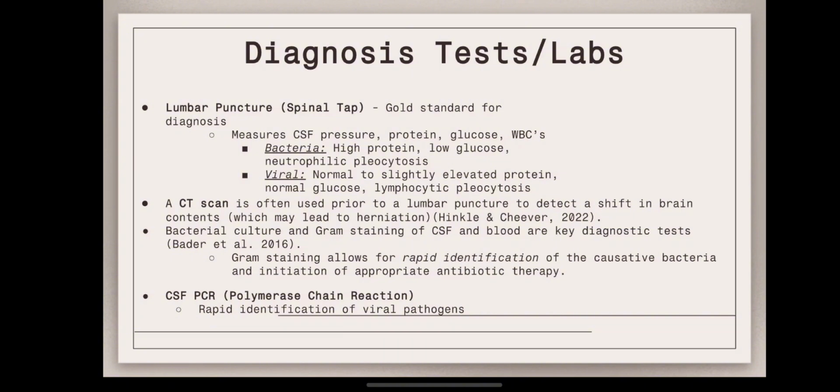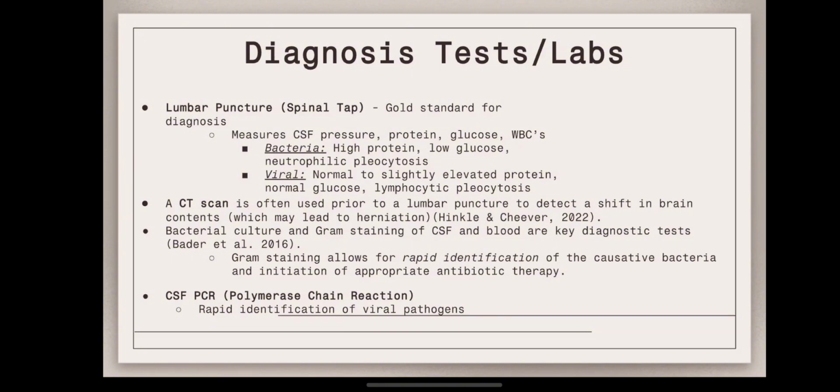And the defining factor for what type of meningitis is present is in bacteria. The cerebral spinal fluid will be high in protein, low in glucose, of course, because the bacteria is eating the glucose. It's feeding off of that. And there will be neutrophilic pleocytosis, so excess neutrophils. And in viral meningitis, the protein levels will be normal to slightly elevated, along with normal glucose levels and lymphocytic pleocytosis, which is excess lymphocytes.